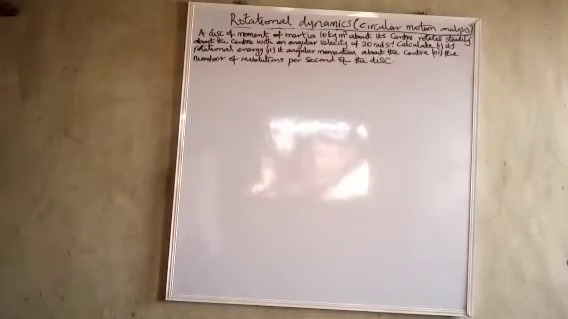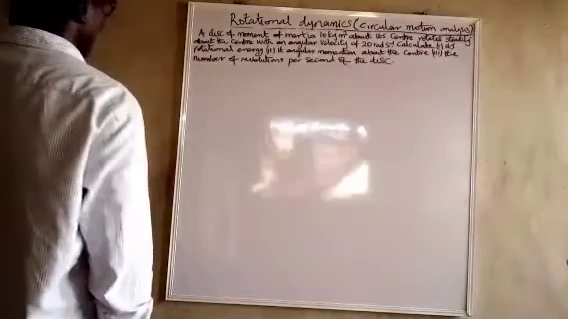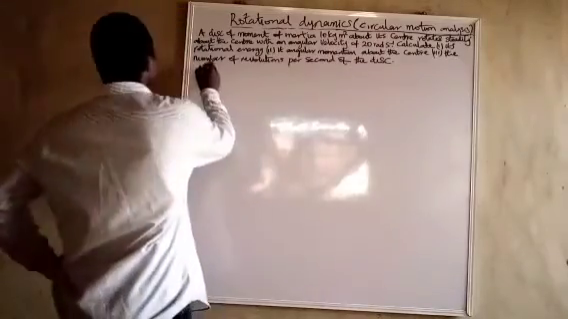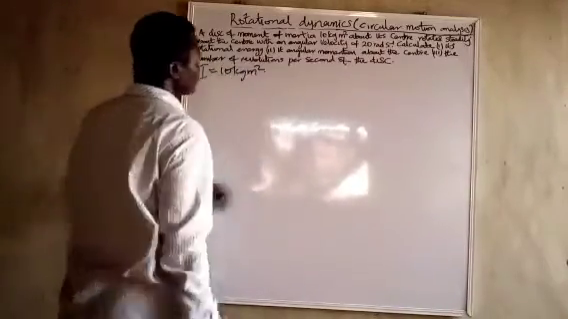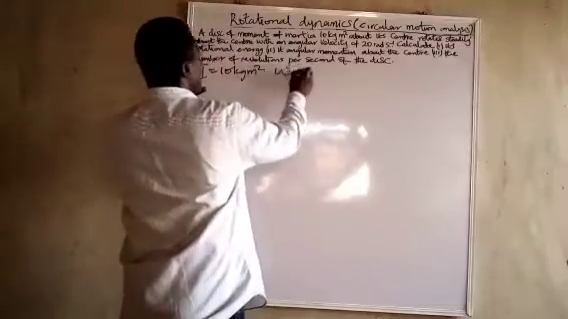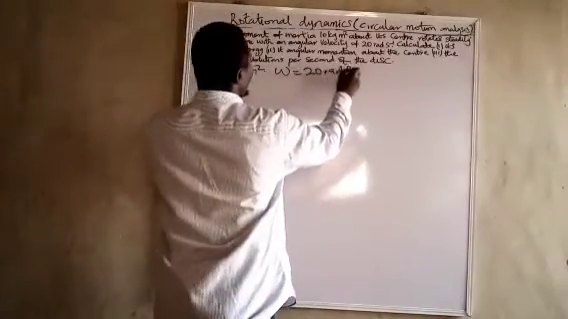A disc of moment of inertia 10 kg m squared about the center rotates steadily about the center with an angular velocity of 20 radians per second. Calculate one, its rotational energy. Two, its angular momentum about the center. Three, the number of revolutions per second of the disc. Here we have I to be equal to 10 kg m squared, omega 20 radians per second.